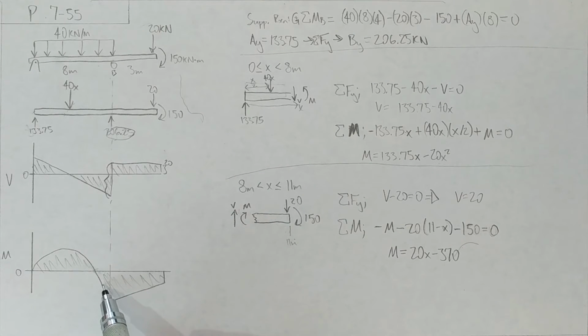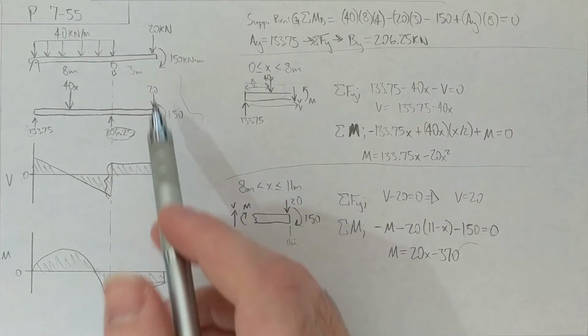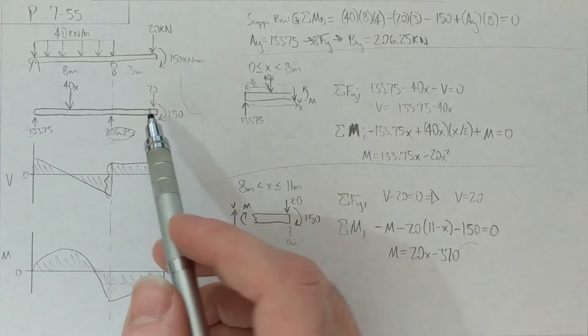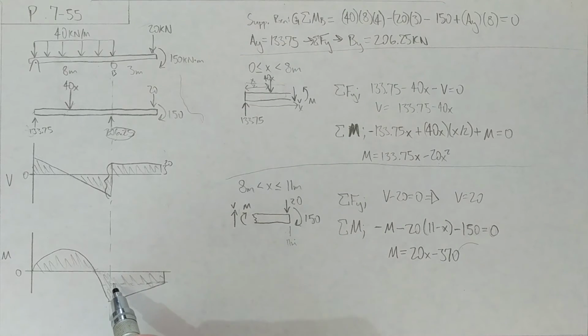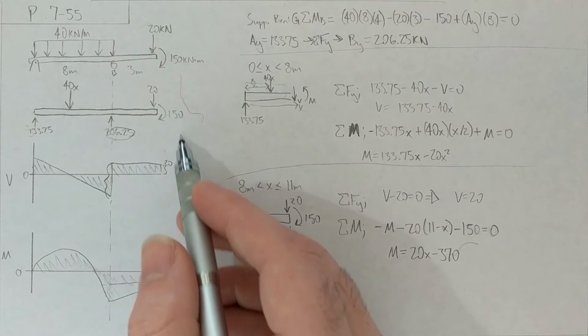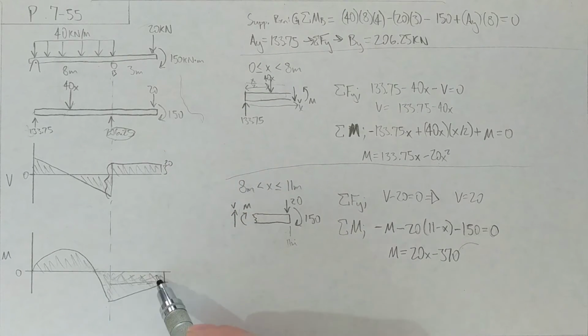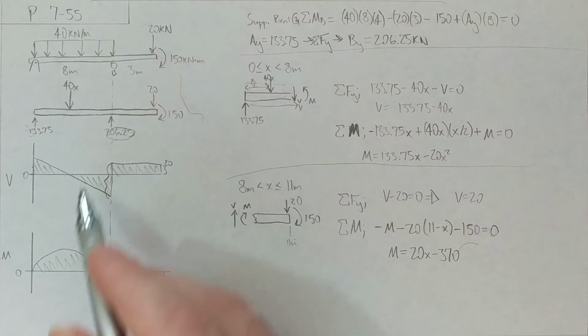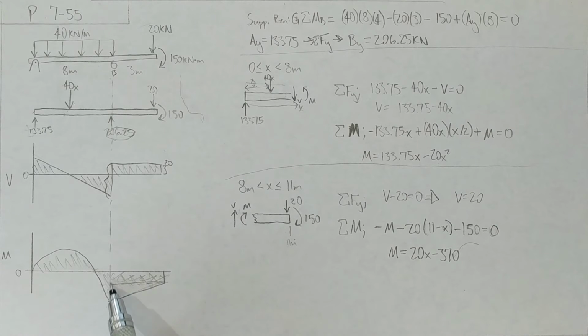Also down here, I kind of want to point out that you can see this stacking of the 20x, and then this part down here is due to the 150, whereas this part up here is due to that 20 kilonewtons times the x. And so you see they sort of stack up on each other.